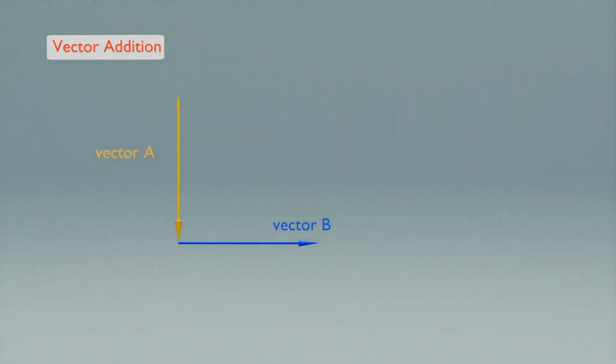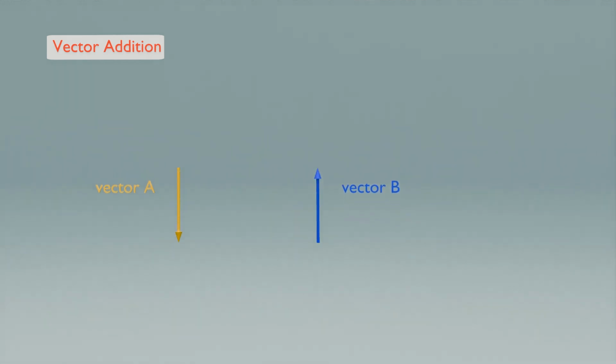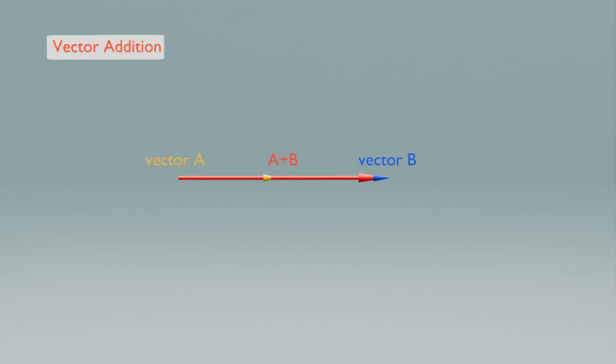By visually placing vector A and vector B tip to tail, we can see how they combine to form vector A plus B. The resultant vector, A plus B, represents the combined effect of vector A and vector B. This is how vector addition works. It is a fundamental concept in physics and engineering, useful in understanding forces, velocities, and many other physical quantities.